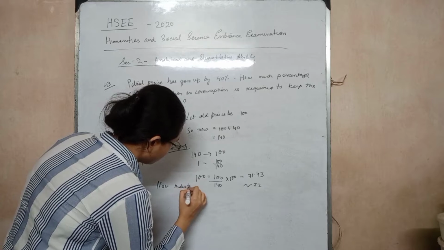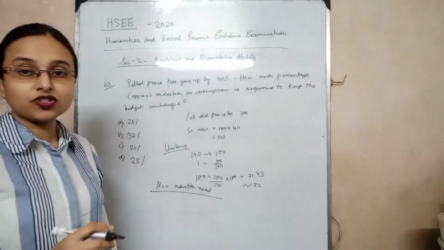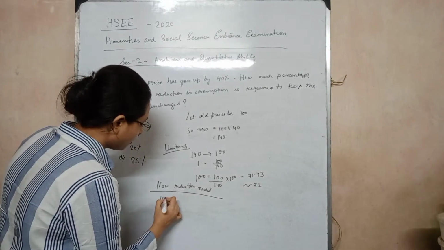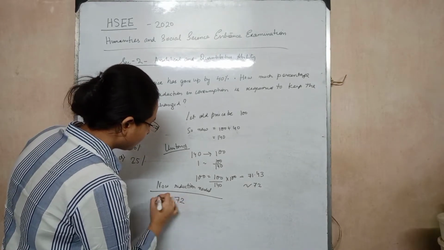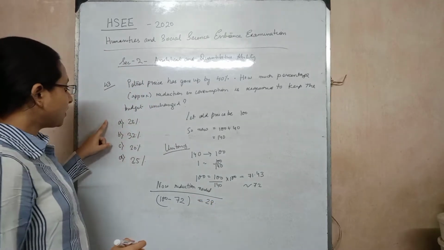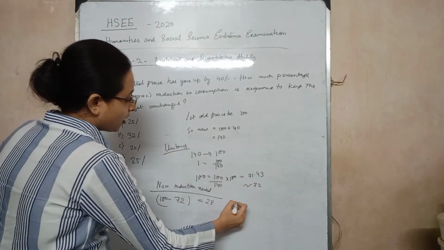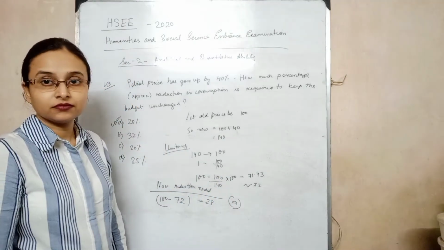Now the reduction needed, not in the price, but the reduction in the budget. How much is it required? 100 minus 72, which gives us 28. So see, 28 is option number 1, that is A. So option A is the correct answer.